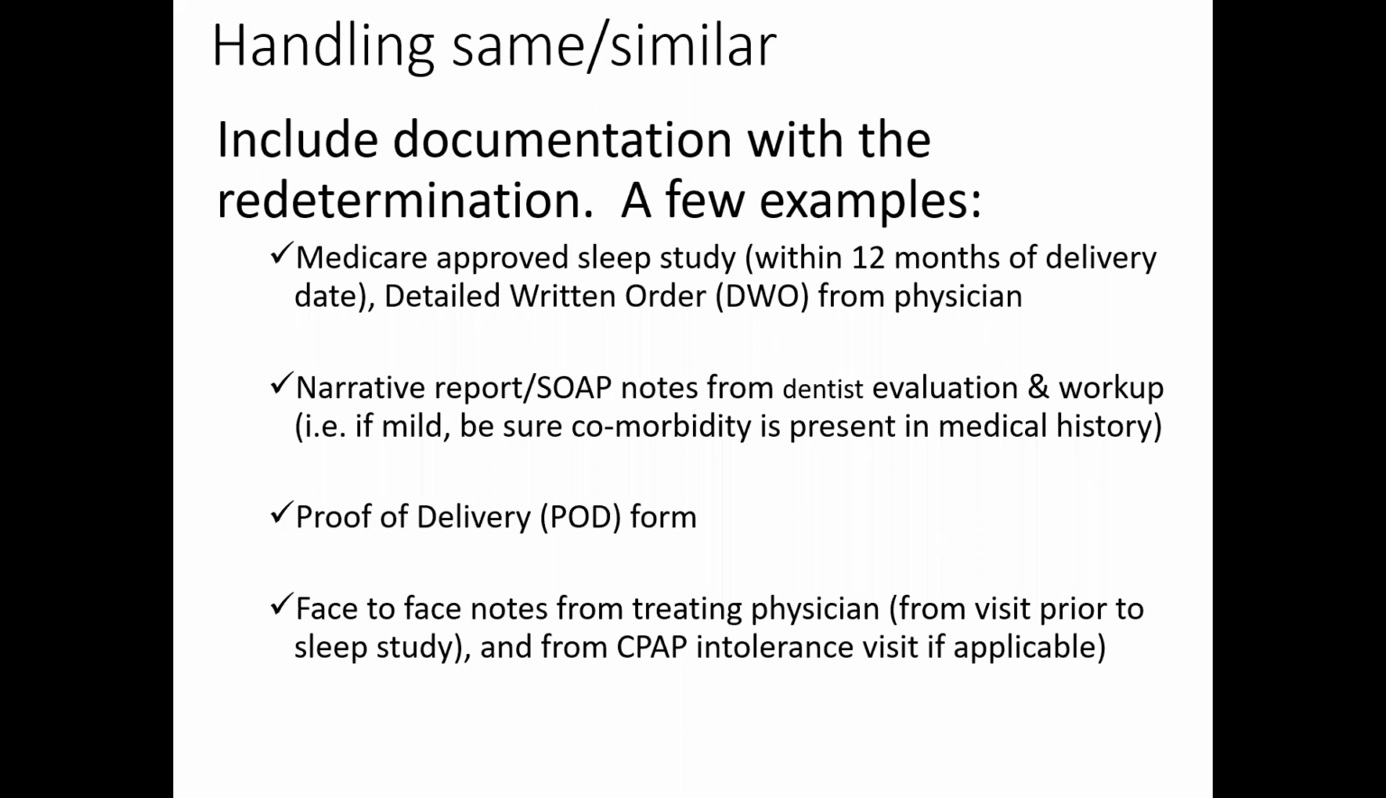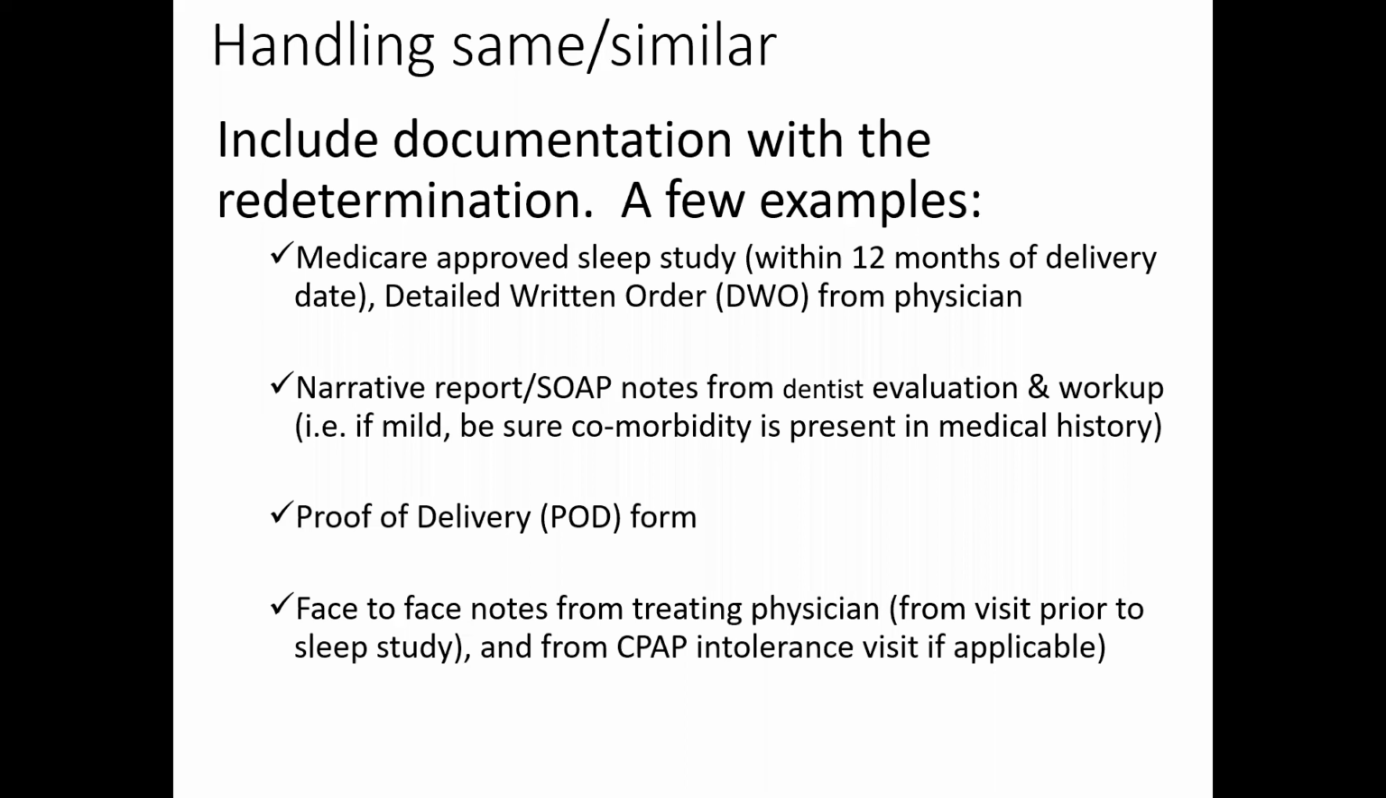You'll want to include all of those fun things we were talking about on what Medicare requires, a copy of the detailed written order or prescription from the physician, including a copy of your narrative report or SOAP notes from your evaluation is extremely helpful. For example, if your patient is diagnosed with mild sleep apnea, we saw in the coverage criteria that Rose shared with us that Medicare wants to see one of those comorbidities in order for the patient to qualify, like hypertension, history of stroke, things like that.